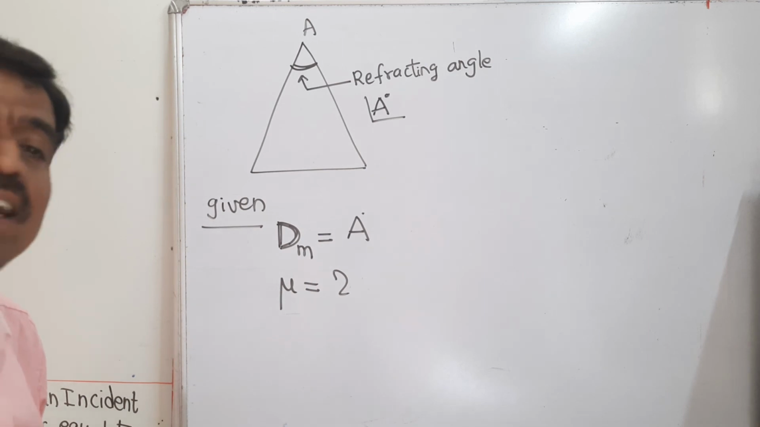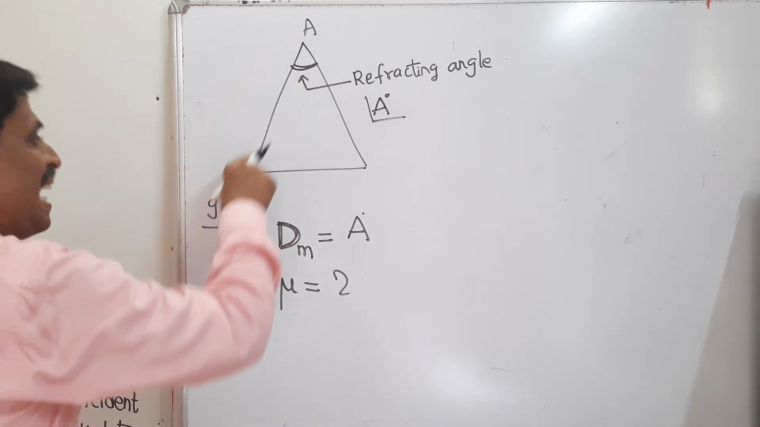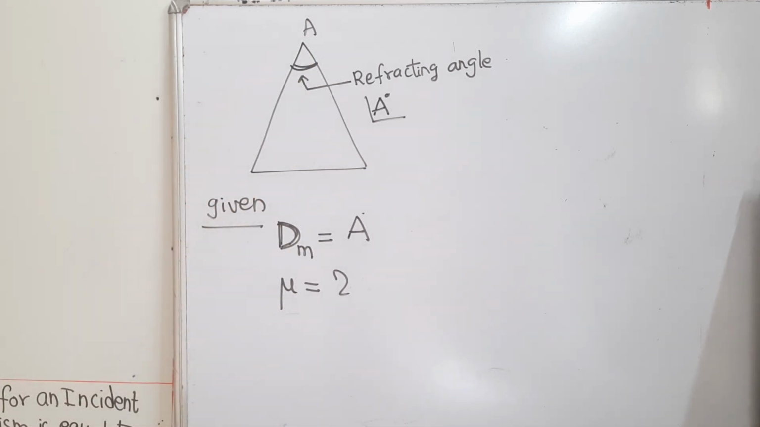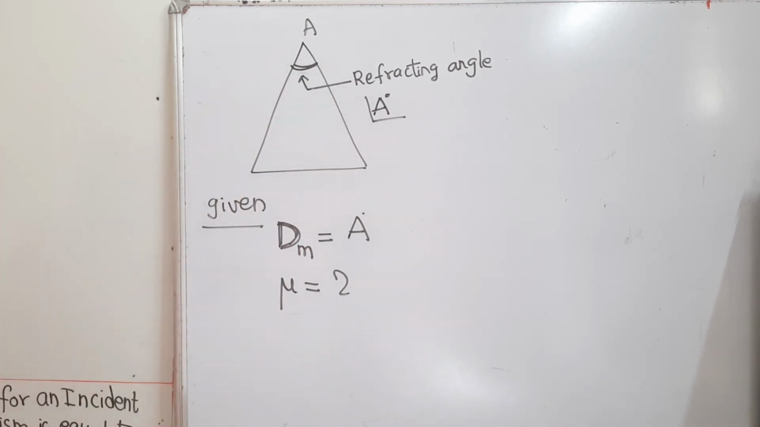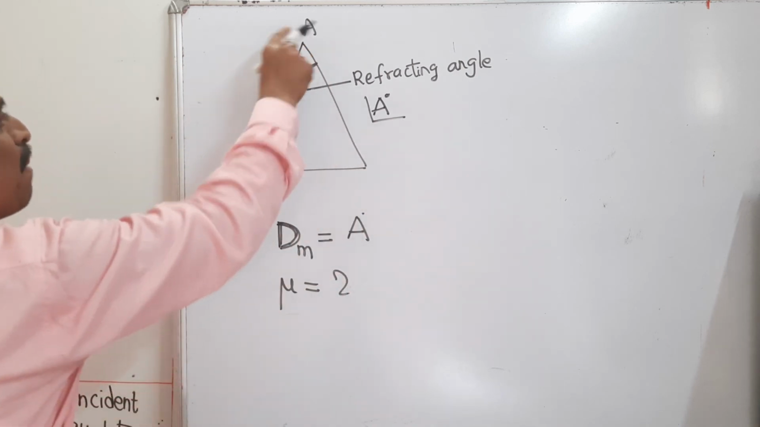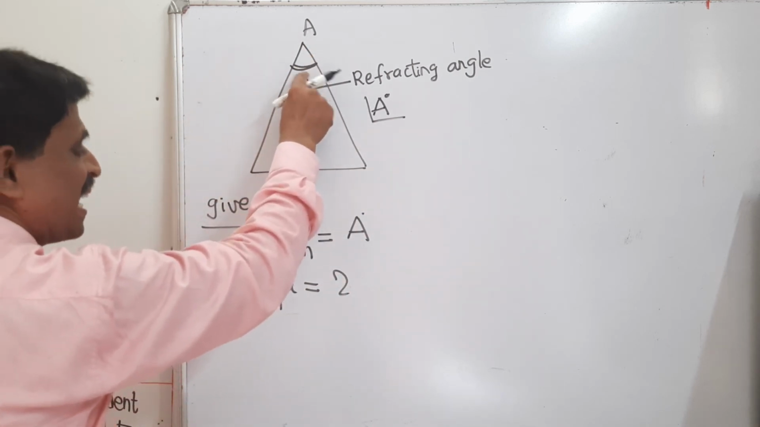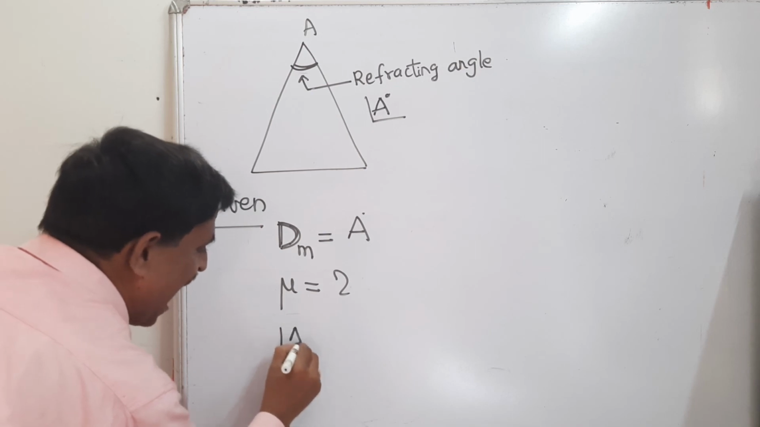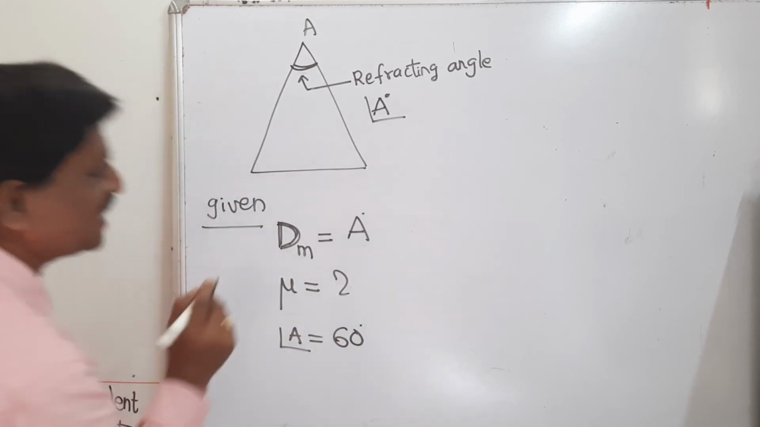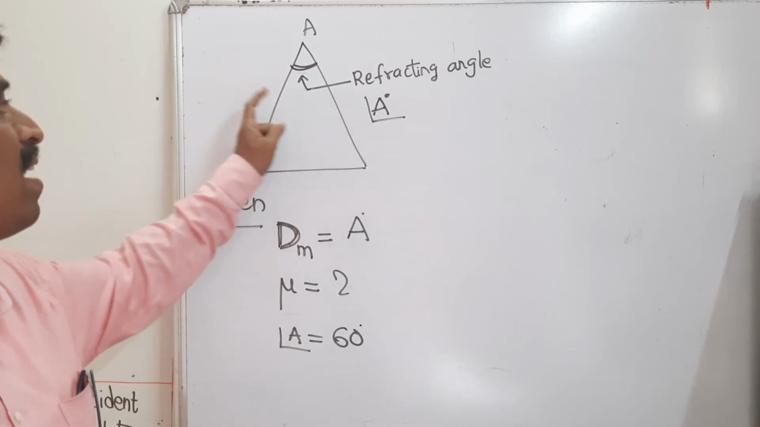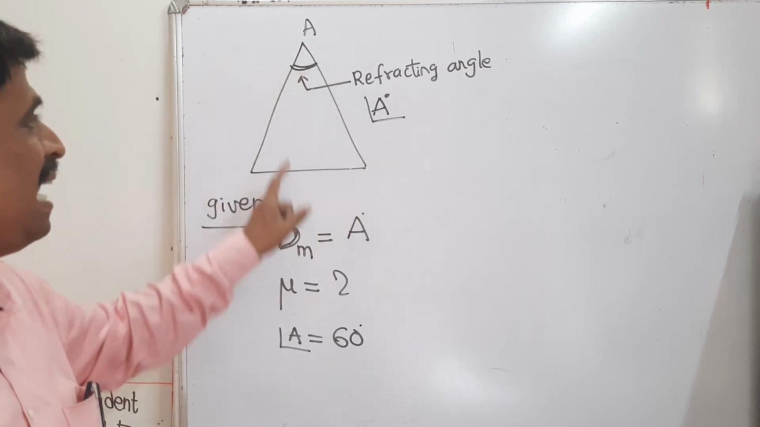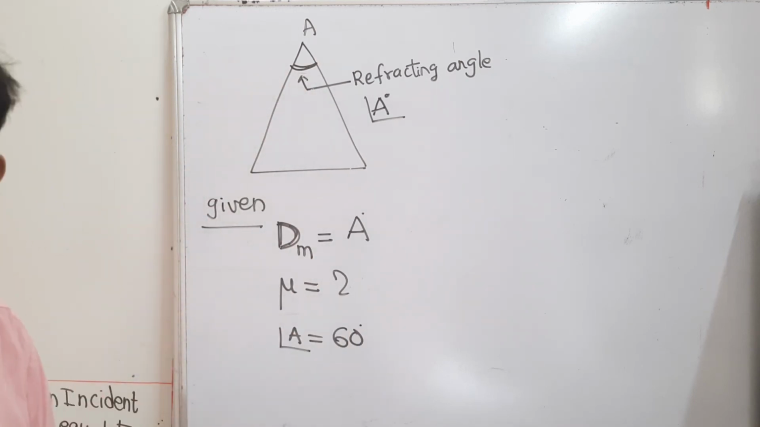Now they told us it is an equilateral prism. An equilateral prism means this angle is 60 degrees. Angle A is equal to 60 degrees. In an equilateral triangle, all sides are equal, all angles are equal, and each angle is 60 degrees.